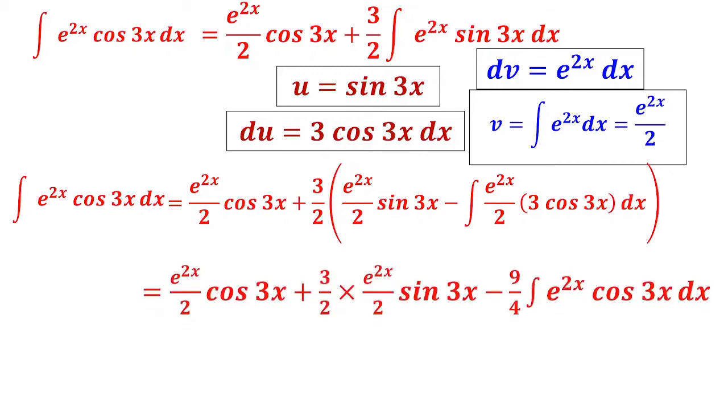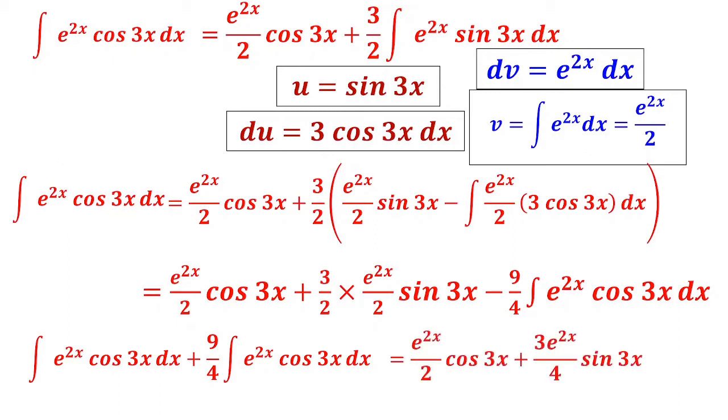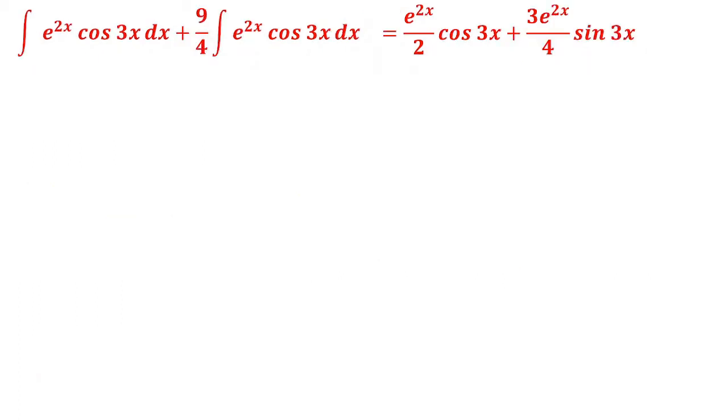Carefully let us take all the constants outside. It will be e power 2x by 2 cos 3x plus 3 by 2 into e power 2x by 2 sin 3x. I am expanding the bracket. Minus 3 by 2 into 3 by 2 is 9 by 4, therefore it is minus 9 by 4 integral e power 2x into cos 3x, that is a constant outside. Now bring that e power 2x cos 3x multiplied by 9 by 4, which is on the right hand side, to the left hand side, it will become plus 9 by 4. So we are getting the remaining terms there.